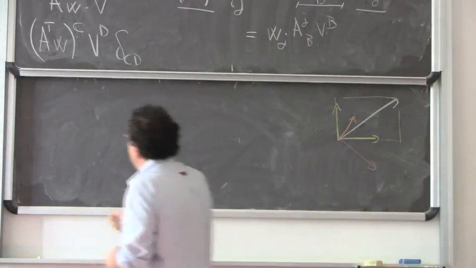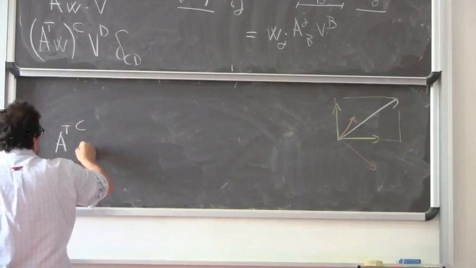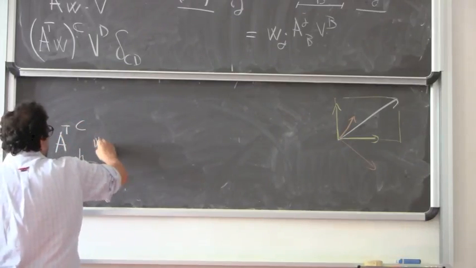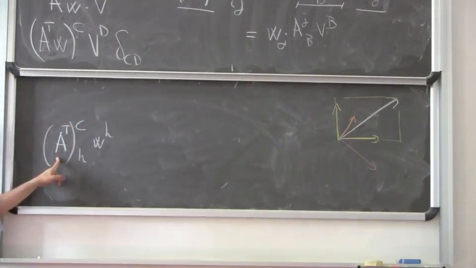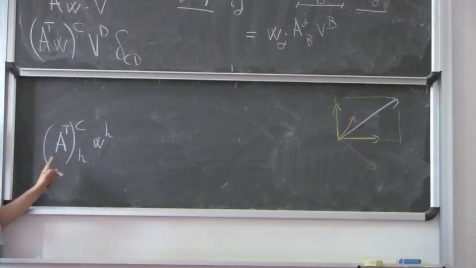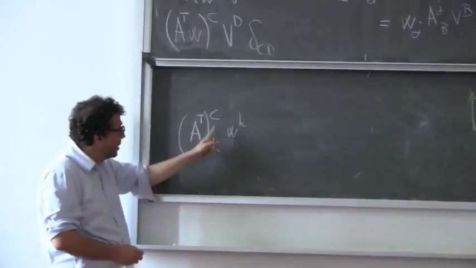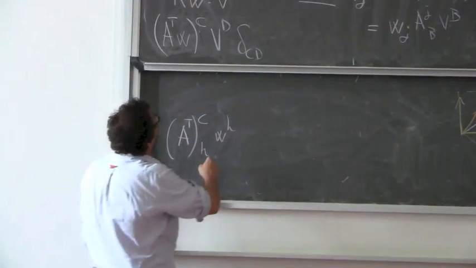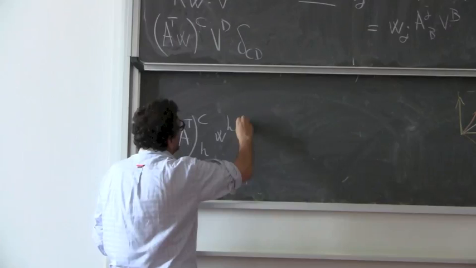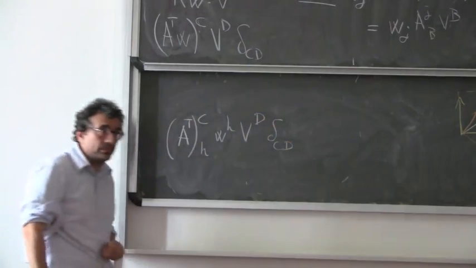So A transpose_CH W_H. What is this? This is the representative matrix of the transposed application in the basis we have chosen, the component CH. Okay? Then you have V_D delta_CD.